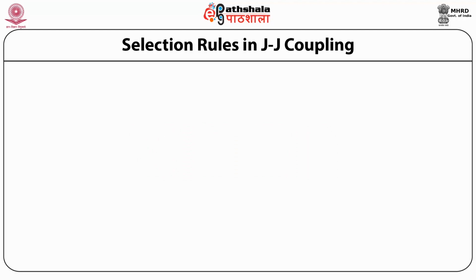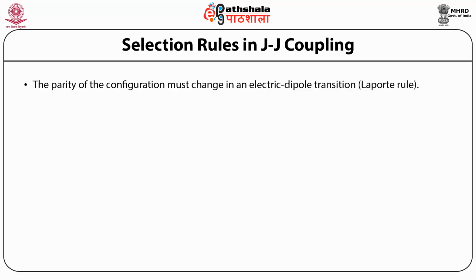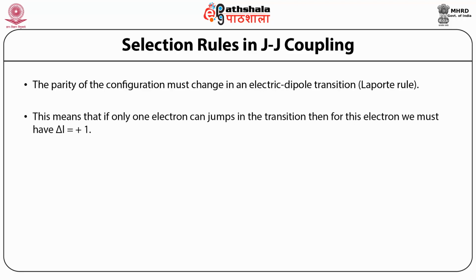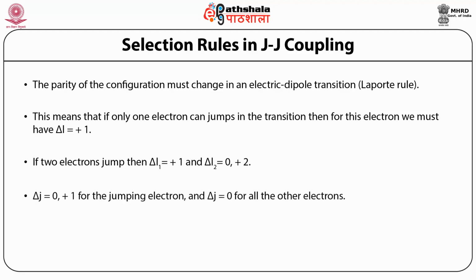Now, there are selection rules in JJ coupling. The parity of the configuration must change in an electric dipole transition, which is the Laporte rule. This means that if only one electron jumps in the transition, then for this electron we must have delta L is equal to plus minus 1. If two electrons jump, then delta L1 is equal to plus minus 1 and delta L2 is equal to 0 and plus minus 2, and delta J is equal to 0 plus minus 1 for the jumping electron and delta J is equal to 0 for all the other electrons. For the atom as a whole, delta J is equal to 0 plus minus 1, but J equal to 0 to J equal to 0 is forbidden.